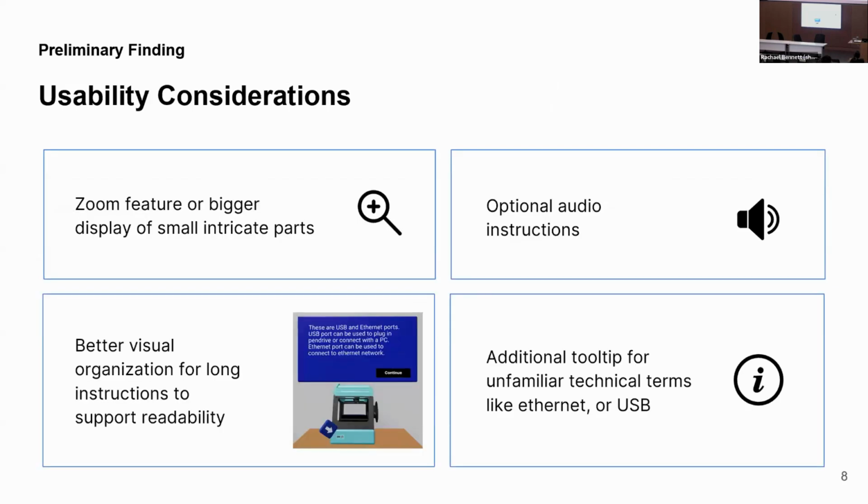Now, coming to some of the usability considerations, some of our participants suggested that we add a zoom button on the screen so that they can zoom in and zoom out of some of the parts of the tool. But some participants were uncomfortable with using the zoom feature, so they suggested that we have a bigger display of small parts on the side, so they don't have to always zoom in. Some participants had a preference for audio instructions, so we can have an audio instruction toggle button on the screen so that they can hear instructions whenever they don't feel like reading the text.